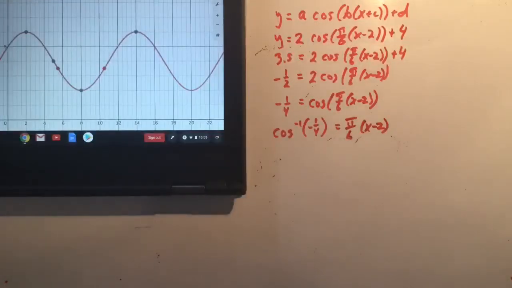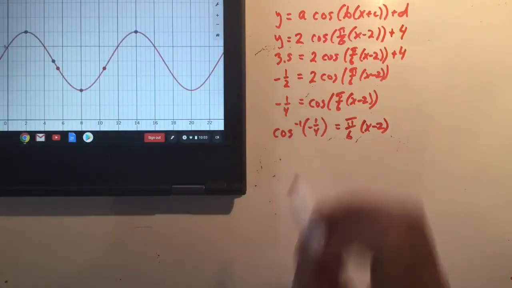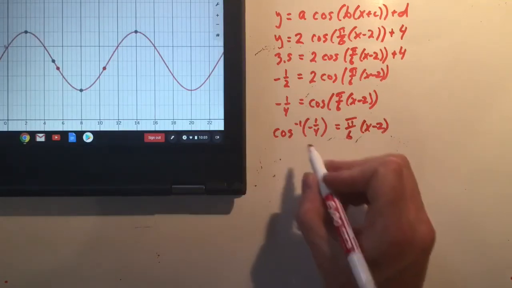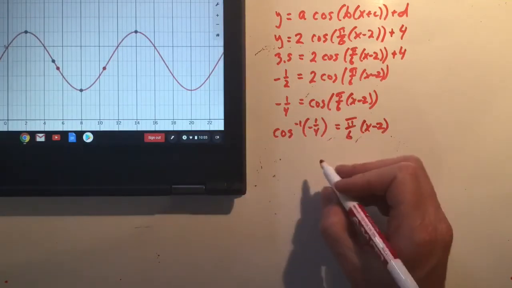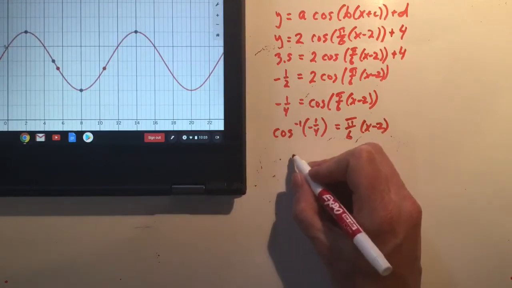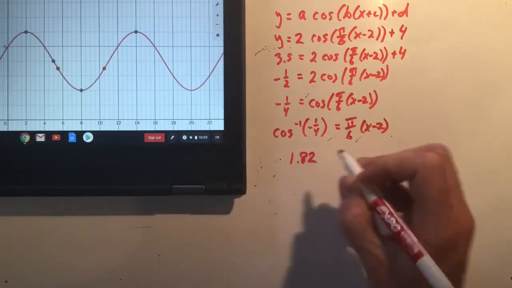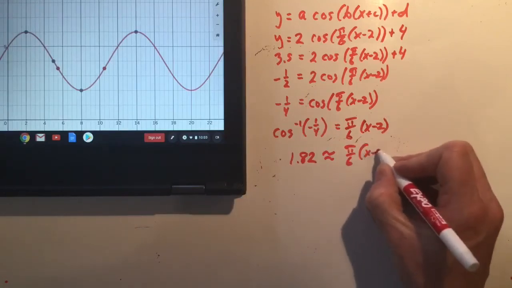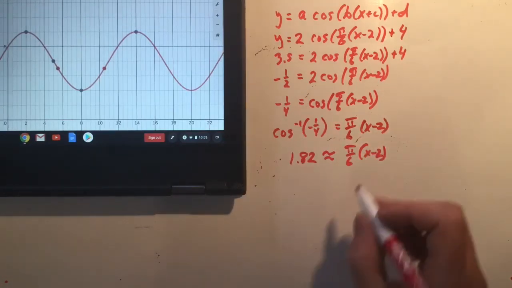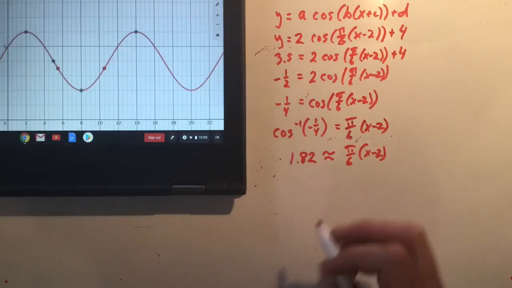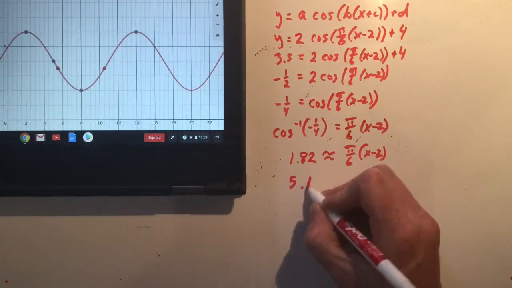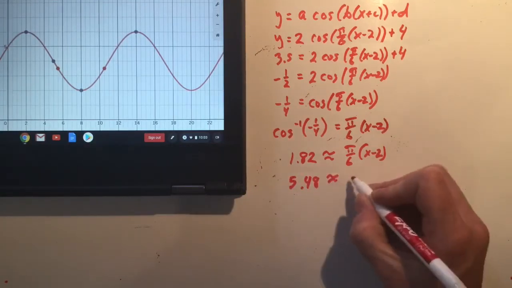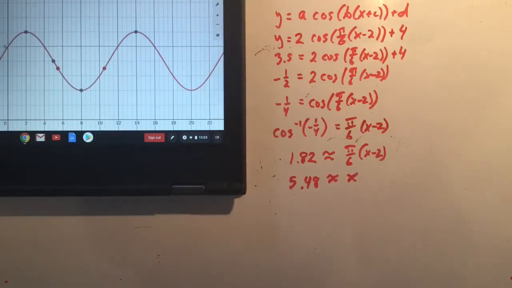So everything else is going to go exactly the same right down till we get to this point, and we normally look for both the angles between 0 and 2 pi. This time we're just going to look for the 1, and it's going to say 1.82 is what the calculator is going to give us, pi/6 (x minus 2). Then I'm going to multiply by 6 over pi and add 2, and that's going to give me 5.48. And that is hours after midnight is when we're going to be at 3.5 meters.